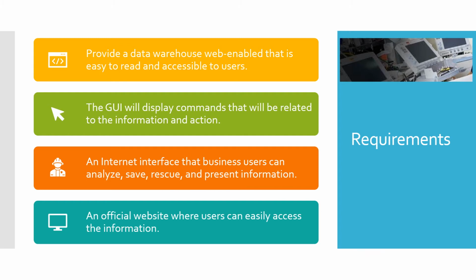The web-enabled data warehouse will have an internet interface where business users can analyze, save, retrieve, and present the data information. The data warehouse will need to bring in clickstream data, and that will be performed as a conventional data warehouse function. Next, the web-enabled data warehouse needs to be promoted to the users. It needs to have an official website where users can easily access the information.